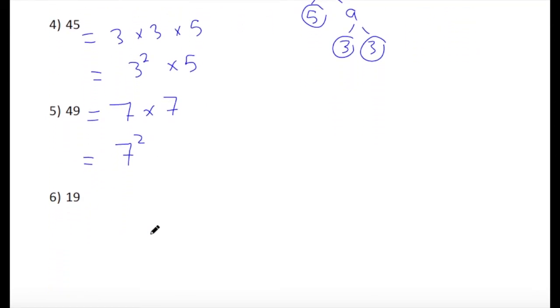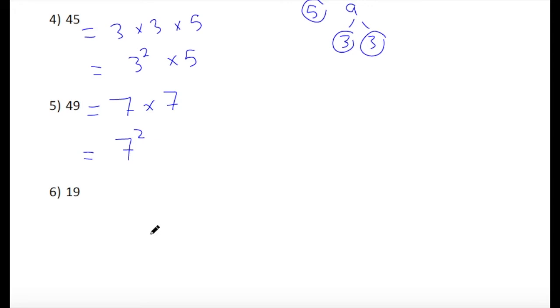19. If you check 19, you will find it is not divisible by 2 or 3 or 5 or 7. So 19 is prime. Now we know what a prime number is, what a composite number is, and how we can do prime factorization.